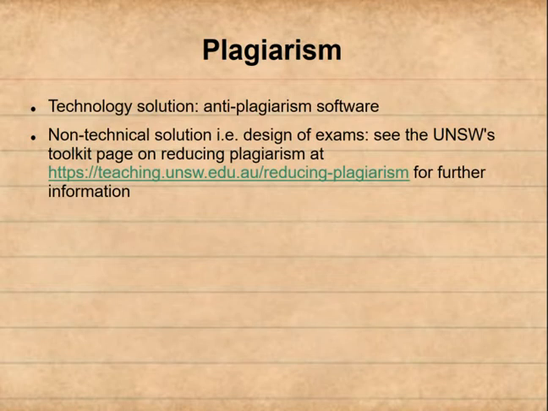For writing assignments and essay examinations, a big problem is plagiarism. The main technology solution is to subscribe to an anti-plagiarism software service like Turnitin. The reports of the anti-plagiarism software can be used to reject submissions by students within a certain threshold of possible plagiarism, or it can be used by a human marker as a guide for determining plagiarism. Go over the University of New South Wales Toolkit page on reducing plagiarism for further information on non-technical solutions.